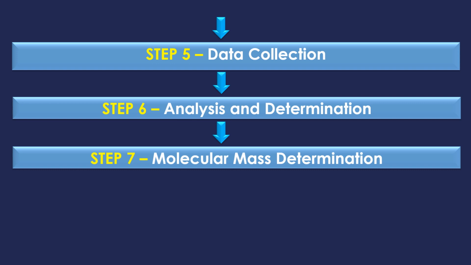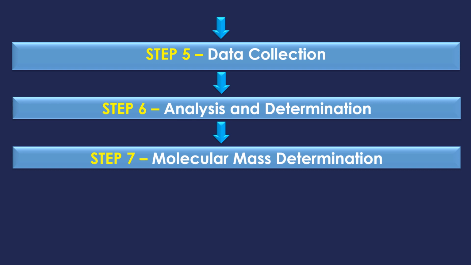Step 6 is analysis and determination. Based on the data collected, a graph is constructed plotting the solute concentration against the square radial distance from the center of the rotation. The graph, known as a concentration gradient profile, provides valuable information about the molecular mass and distribution of the biomolecules in the sample.